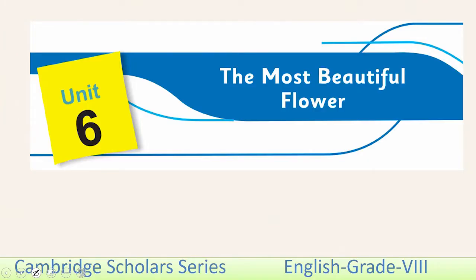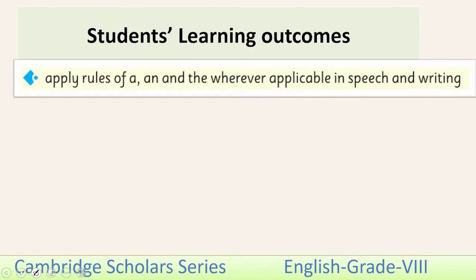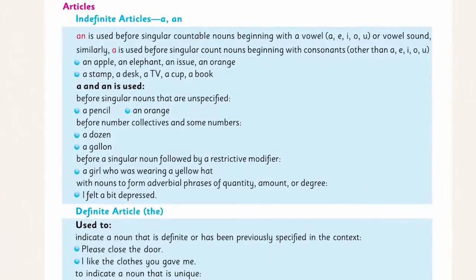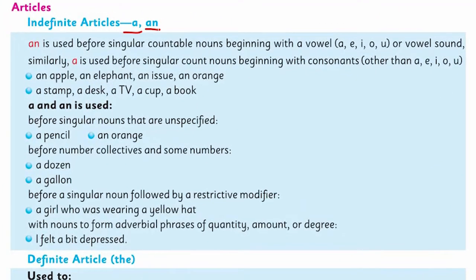We are going to start our lesson from unit 6, the most beautiful flower. SLOs of this lesson are: apply rules of a, an and the wherever applicable in speech and writing. Dear students, I hope you are familiar with the indefinite articles a and an. We have discussed it with examples and in detail in our previous classes too. So we are going to discuss the indefinite articles.